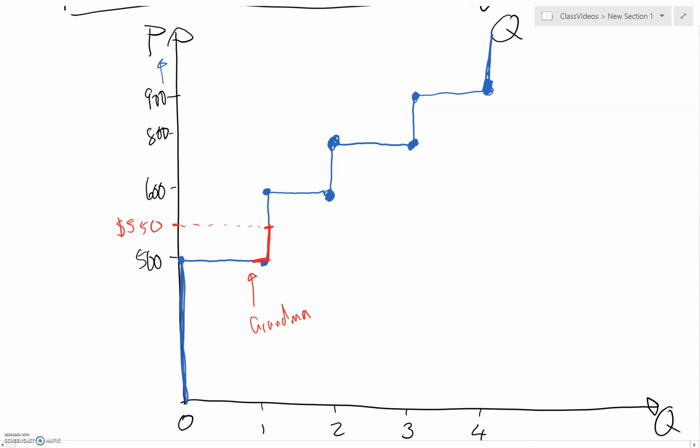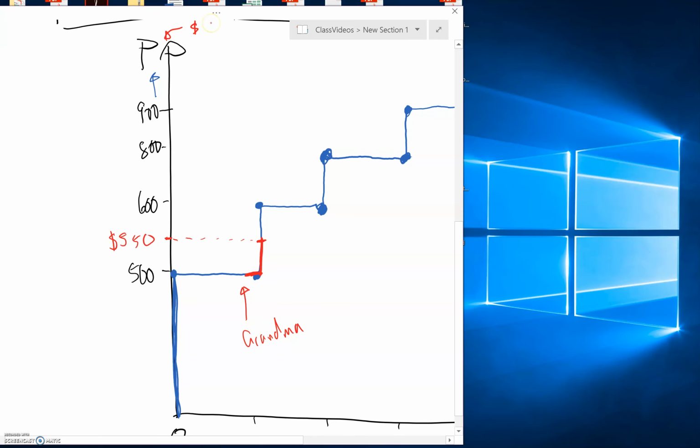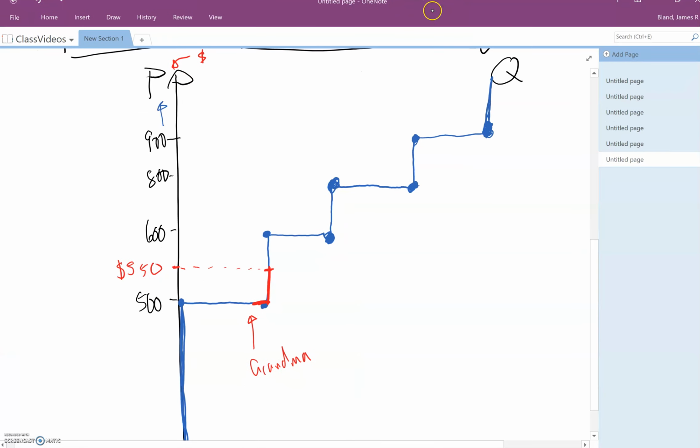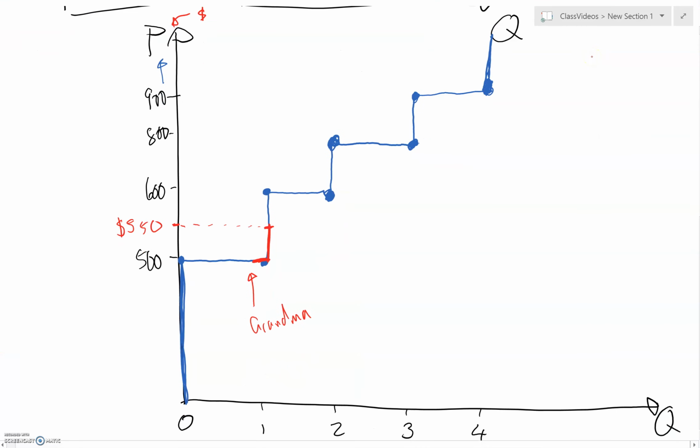If we think about this, the units of price here are going to be dollars per... go back. That was a bit embarrassing. The units up here are dollars per item.